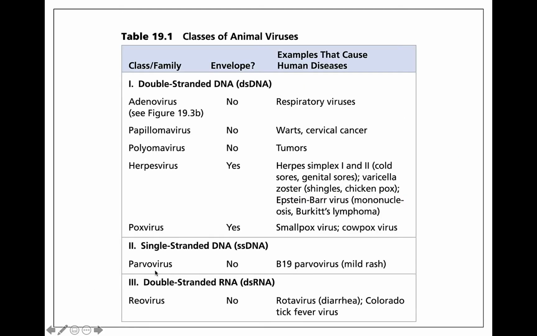This table just shows us kind of how we classify viruses based on their nucleic acid. I don't expect you to memorize these classifications. I just want to show you some viruses that you're probably familiar with. So some double-stranded DNA viruses would be things like warts, cervical cancer, so human papillomavirus, herpes, smallpox, cowpox. We've got some double-stranded RNA, which would be things like reoviruses, so that's going to cause stomach issues like rotavirus.